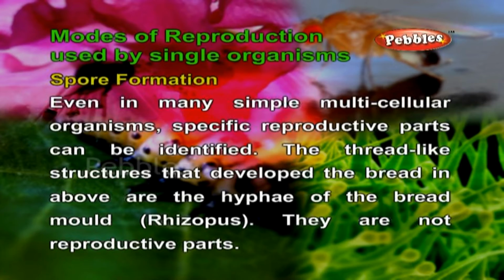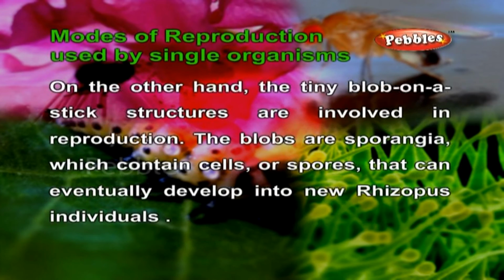Even in many simple multicellular organisms, specific reproductive parts can be identified. The thread-like structures that developed the bread in above are the hyphae of the bread mold. They are not reproductive parts. On the other hand, the tiny blob-on-a-stick structures are involved in reproduction. The blobs are sporangia, which contain cells or spores that can eventually develop into new Rhizopus individuals.